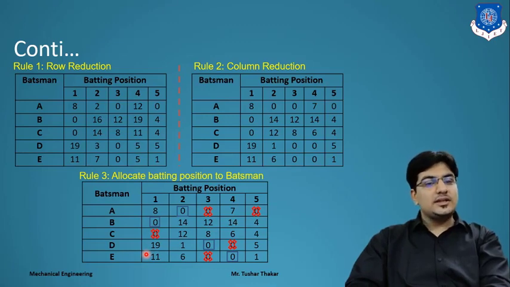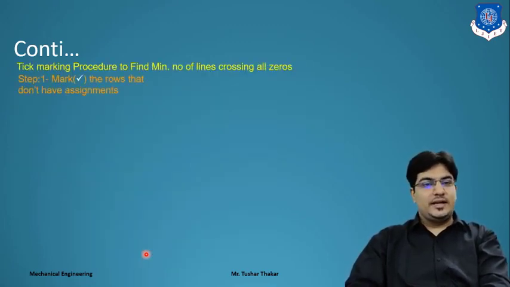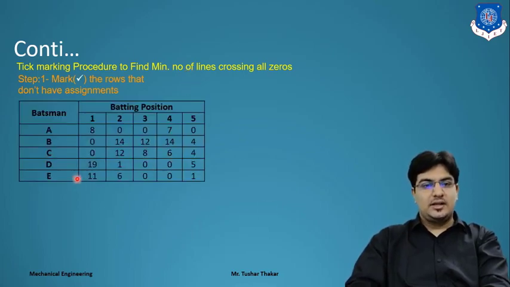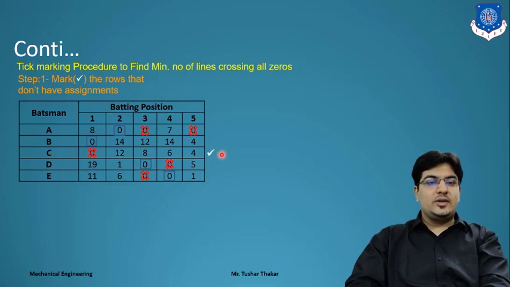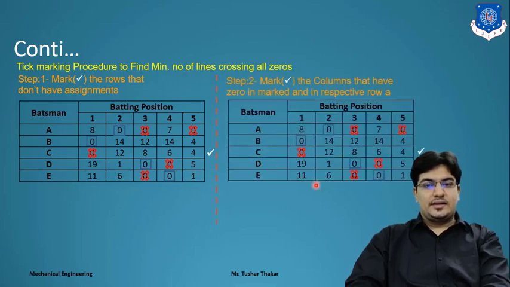In the next procedure, we have to do the tick marking procedure. So what is the tick marking procedure? We did it in the last lecture: tick mark the rows that don't have assignments. So here the D row and the C row don't have assignments, so we put a tick mark over here. Next step, the same: we tick mark the respective column which contains 0, that is this column.